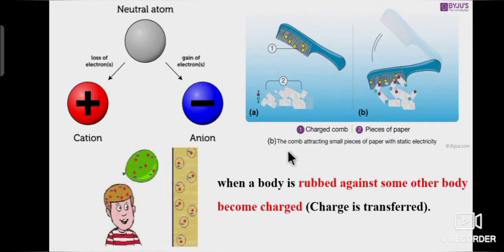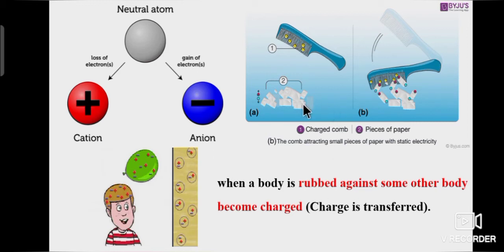Students, how does the atom get charged? Let's see. If the atom loses one electron, it is called a cation. If the atom gains one electron, it is called an anion. So, when a body is rubbed against some other body, it becomes charged. That is, charge is transferred.